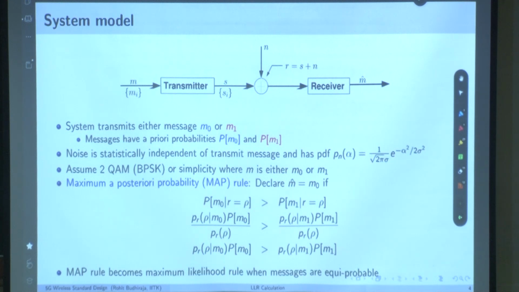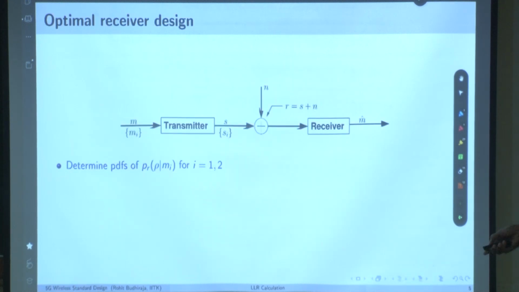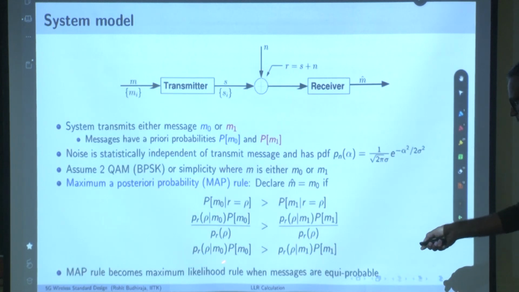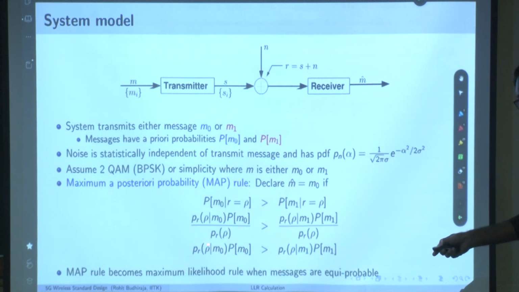Okay, so now what are we left with? If you look at here, going back, we need to calculate this PDF of a continuous random variable R. What is R? R is basically S plus N, right? And I have to calculate this continuous distribution for rho given M0 and rho given M1.